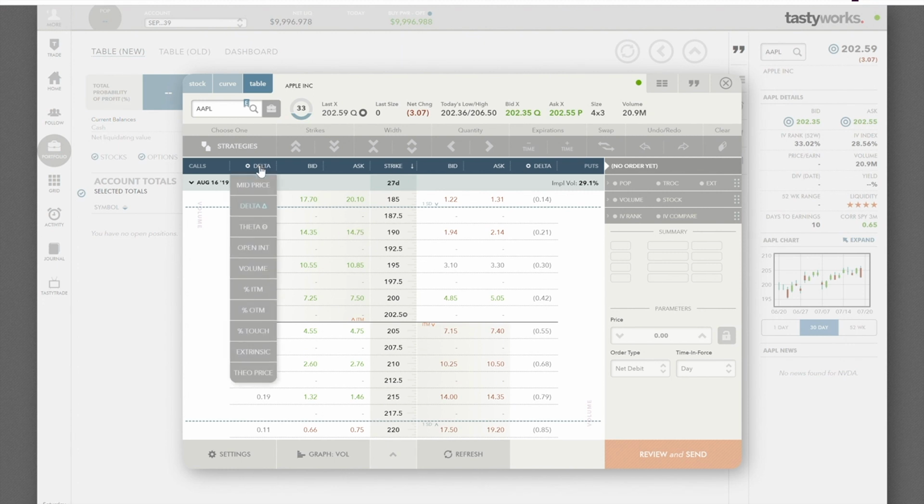This column here, right now I've got it set to delta. I find the delta to be a very important number. We'll discuss what a delta is later, but for now just enough to know when we're looking at an option chain that you can choose the delta, the theta, open interest, the volume traded that day in that strike price, lots of different information.